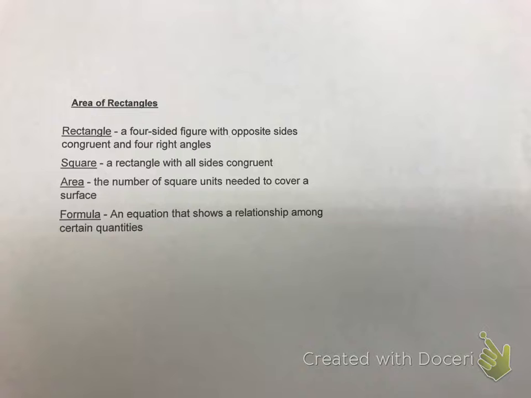The formula, that is an equation that shows the relationship among certain quantities. So the formula for finding the area of a rectangle is length times width. The formula for finding the area of a square is s, meaning the side length to the second power.